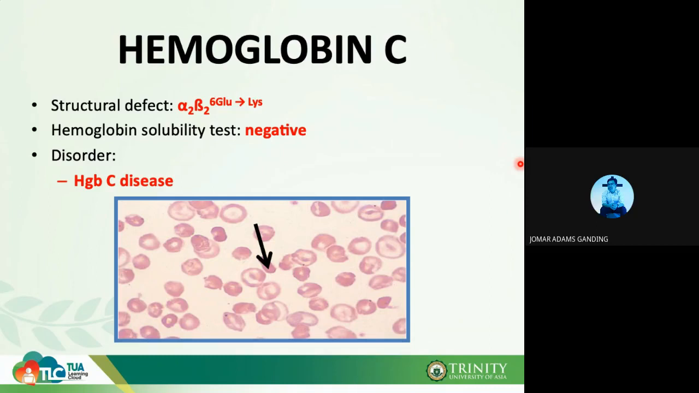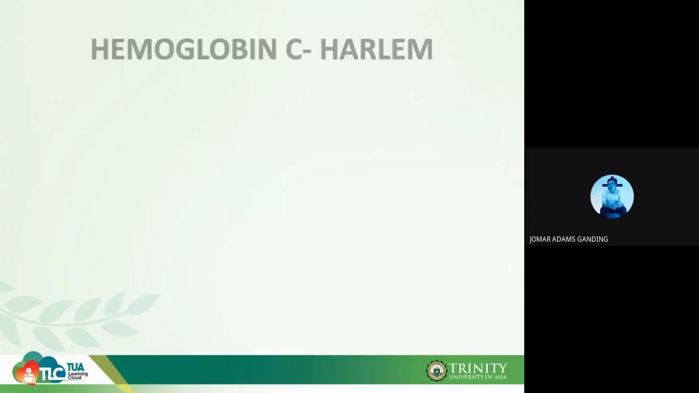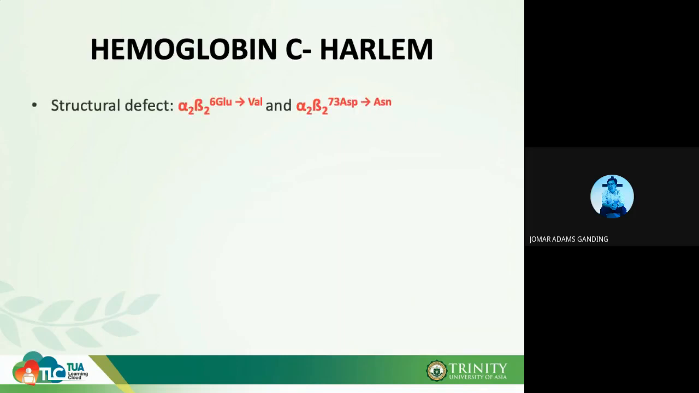So, on the other hand, we also have your hemoglobin C Harlem, also known as hemoglobin C Georgetown, okay? So, you have a structural defect at position 6, yung glutamic mo napalitan ulit ng valine. Double substitution ang meron sa C Harlem. Glutamic, yung sa position 6 mo, naging valine, and at position 73, yung asparagine mo, naging aspartic acid. Okay? So, again, double substitution for hemoglobin C Harlem: from glutamic to valine at position 6, and also from asparagine to aspartic acid at position 73.